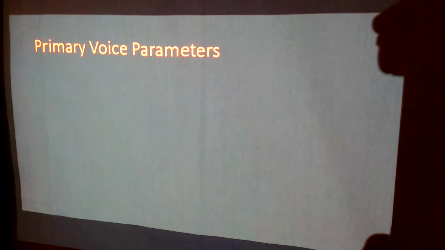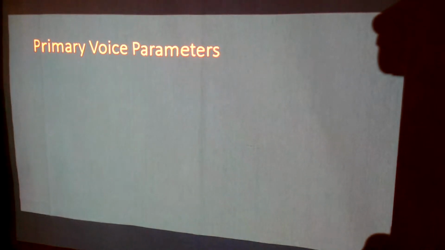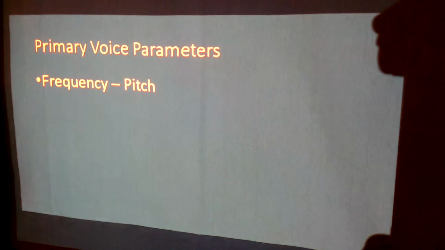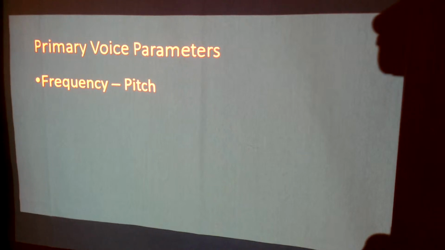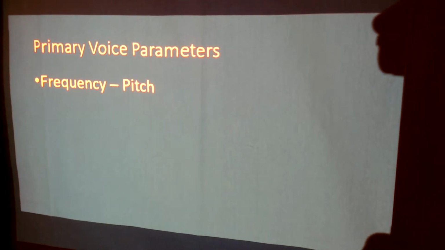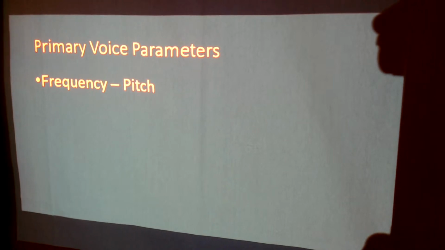Let's take a look at common voice parameters that we generally talk about when we talk about voice. The first one is frequency or pitch. Frequency is the rate of vocal fold vibration, and pitch is just a psychological perception of this rate. In general, when the vocal folds vibrate faster, we hear a high pitch, and if the vocal folds vibrate at a lower rate, we tend to perceive a low pitched voice. So all the musical notes that we talk about are basically the rate of vocal fold vibration. How fast is it or how slow is it? Based on this, our pitch perception will change.